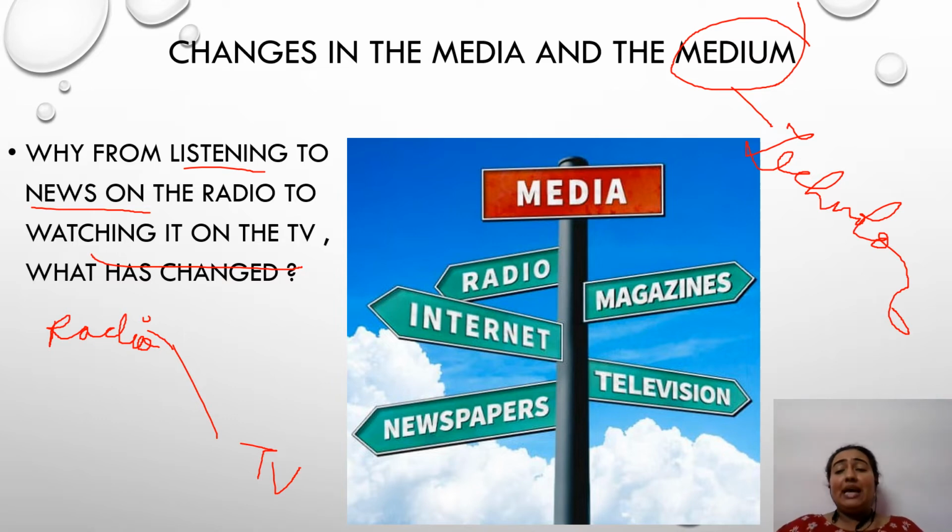So now media is having a broad range. It is having a very multi-dimensional range. Media खाली सिर्फ रेडियो नहीं होता है. It is internet, newspapers, magazines, television, and everything that creates awareness. So I hope up until here things are clear to you, right?